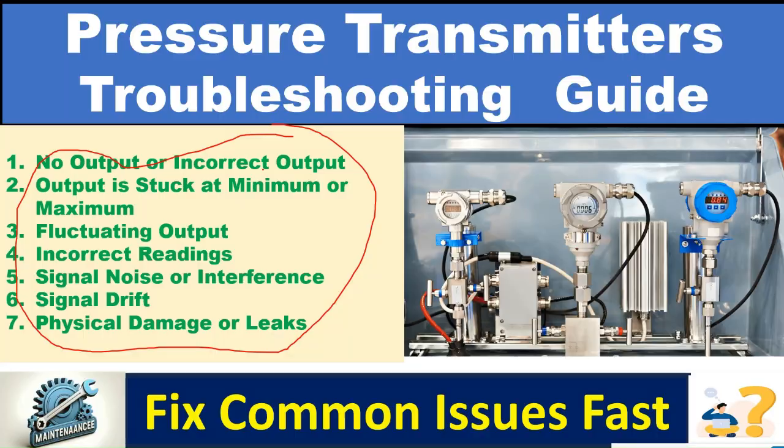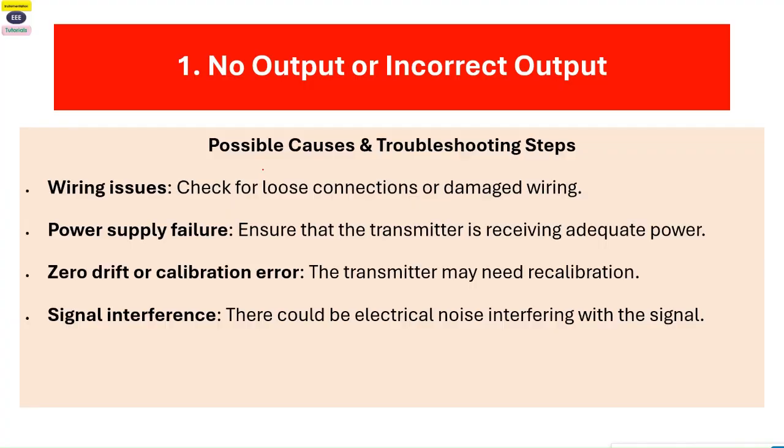So now let us start. First problem: maybe your transmitter is installed in the field, and it is not generating output or it is showing incorrect output. So what are the possible causes and troubleshooting steps?